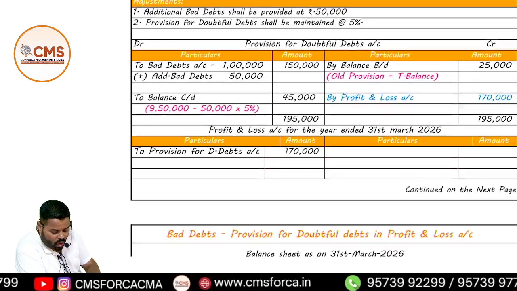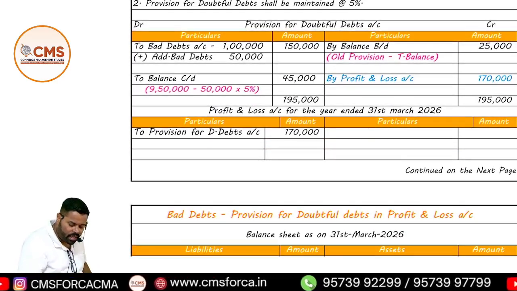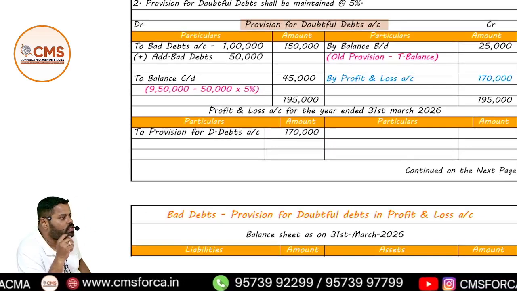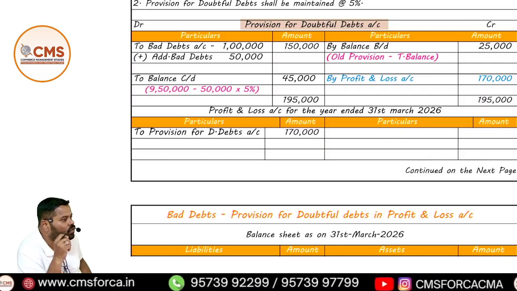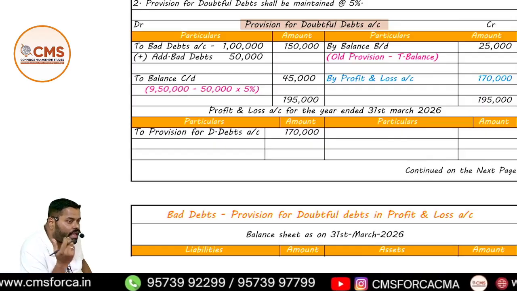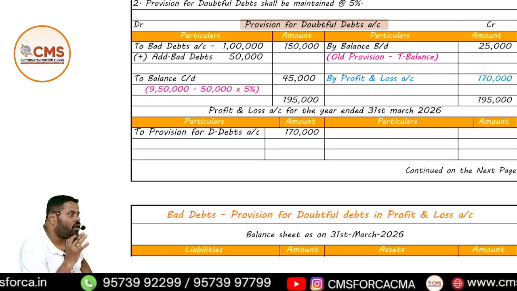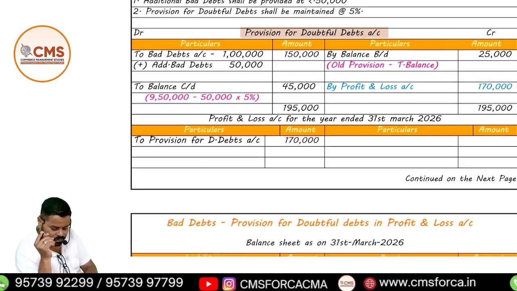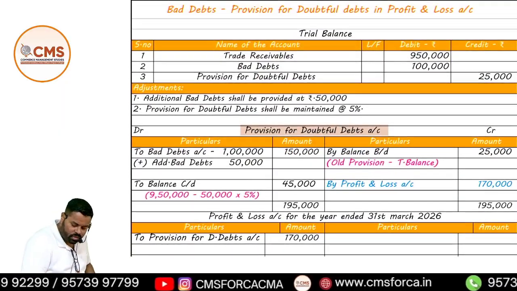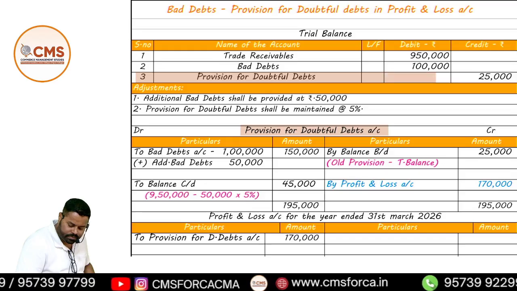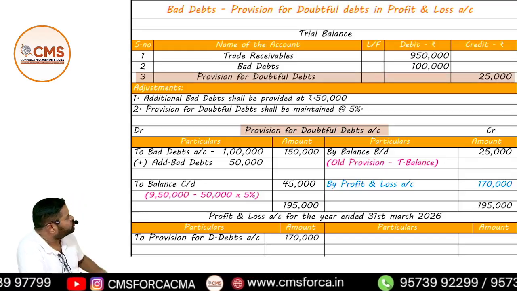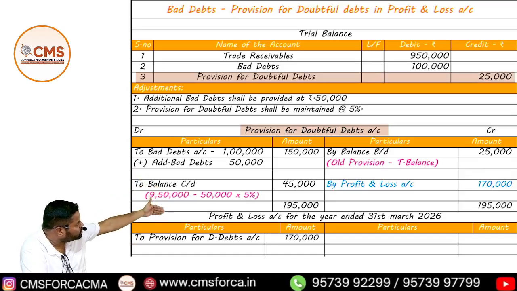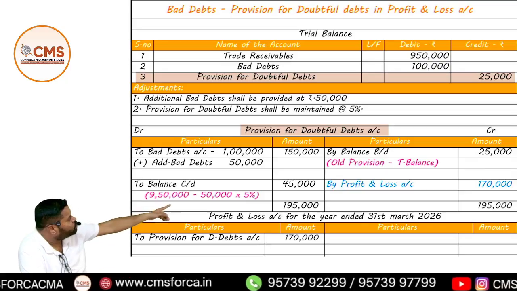Instead of writing all that stuff in the P&L account, I will close everything in an account called provision for doubtful debts account, which is already created by you and is sitting in your trial balance with a balance of 25,000 there. You see the provision account already sitting in your trial balance, right? So I will open that same account, whatever account number 3 is there in your trial balance. Already it has an opening balance, right?